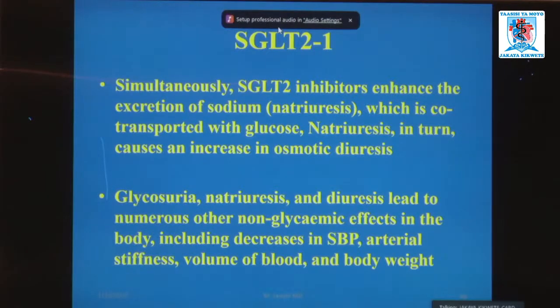natriuresis, which, all of us know, is a co-transporter with glucose. Thus natriuresis in turn causes osmotic diuresis, so you have a combination just in one line. How DAPA works, you have your glycosuria, natriuresis and diuresis, which in turn lead to a lot of non-glycemic effects in our body, including reducing your systolic pressure, arterial stiffness, volume of blood, and body weight.